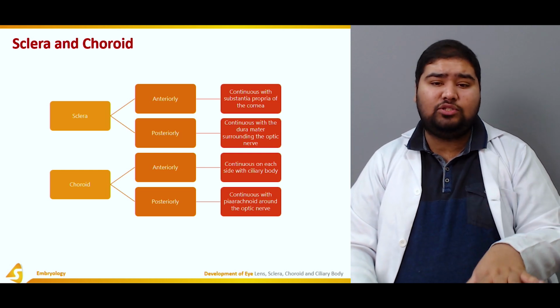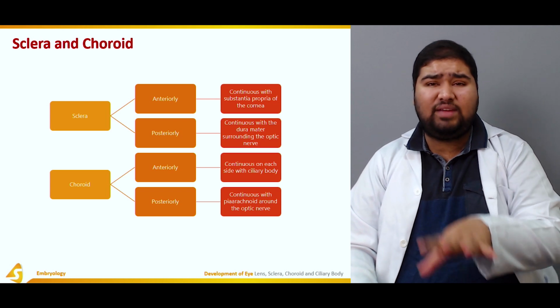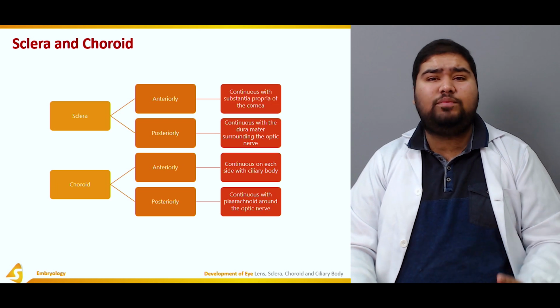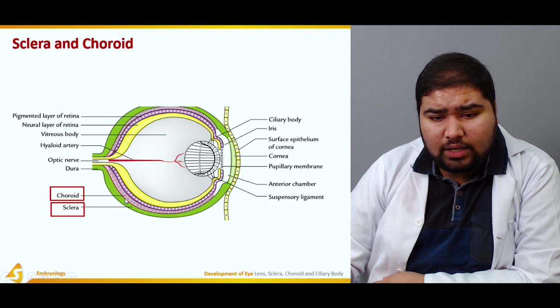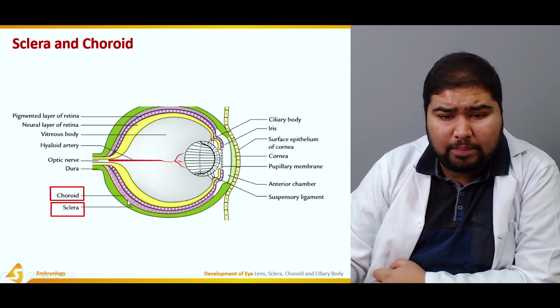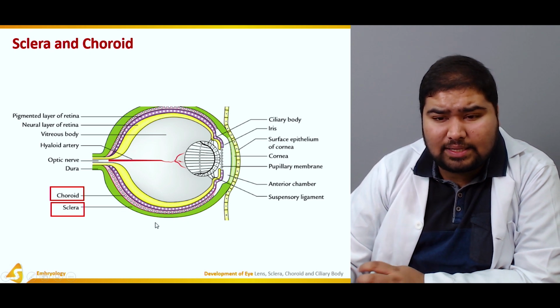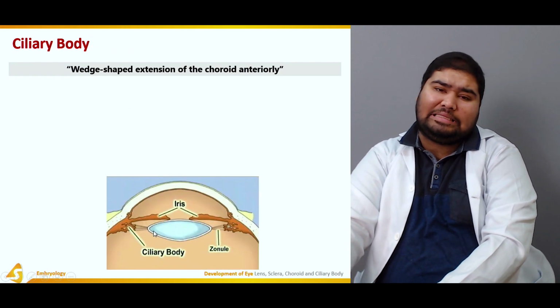These are the relations of the sclera and the choroid that have to be memorized as such. I know they're very dry, but they have to be memorized. So this is the layer of the choroid and this is the layer of the sclera. This is what we were talking about. The light pink layer is known as the choroid, and this green layer is known as the sclera. The relations of both are important and have to be memorized as such.